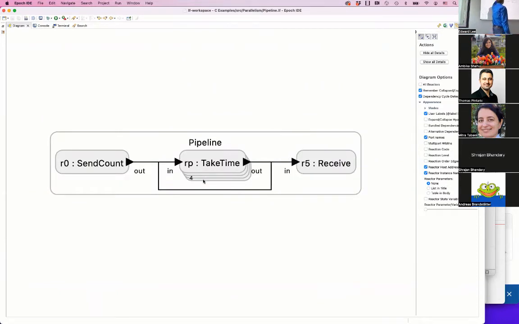We're sending a message to the first of a bank of reactors. Then the first one in the bank is sending a message to the second one in the bank. And the second one in the bank is sending them to the third. And the third is sending the one back to the fourth. And then the fourth is sending one out to the receiver. So it's really a chain of reactors. There's a total of 4 of these guys in a chain, right?